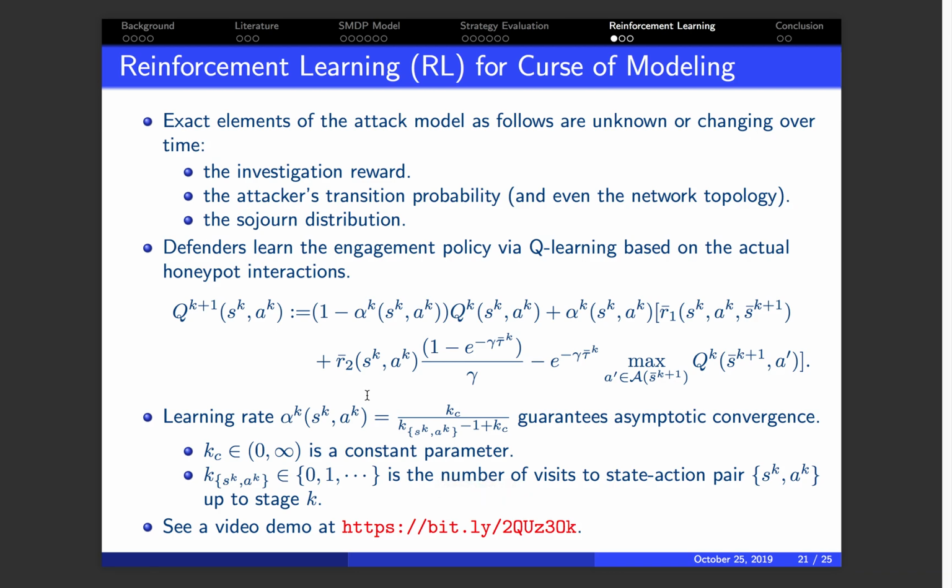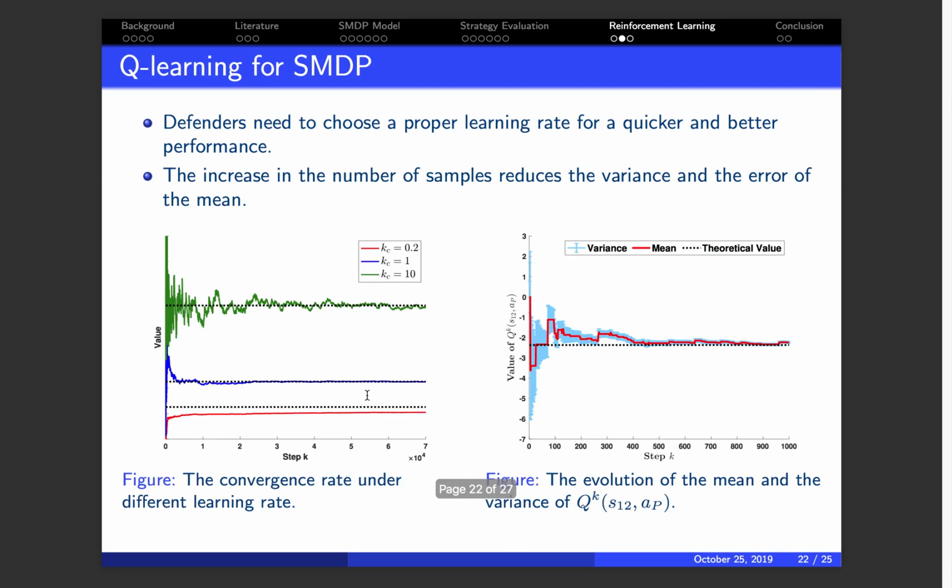So finally, we apply reinforcement learning for online monitoring of the engagement. Basically, we sample the engagement reward, the transition probability, and the sojourn distribution based on actual honeypot interactions, and use the samples in real time by the Q-learning algorithm. We choose a learning rate to guarantee convergence, and the partial result is shown here.